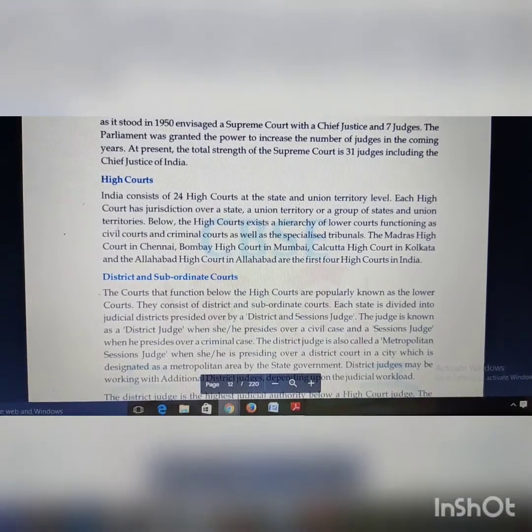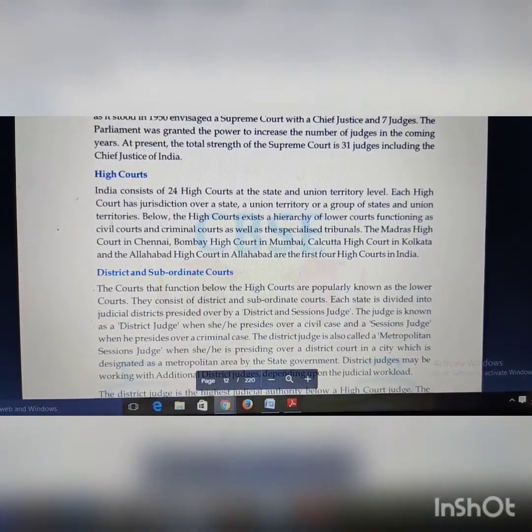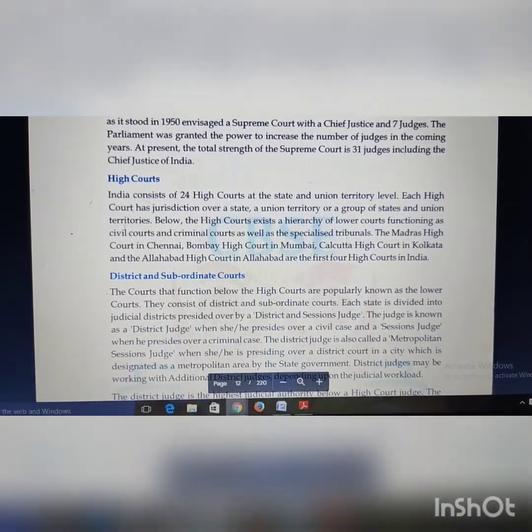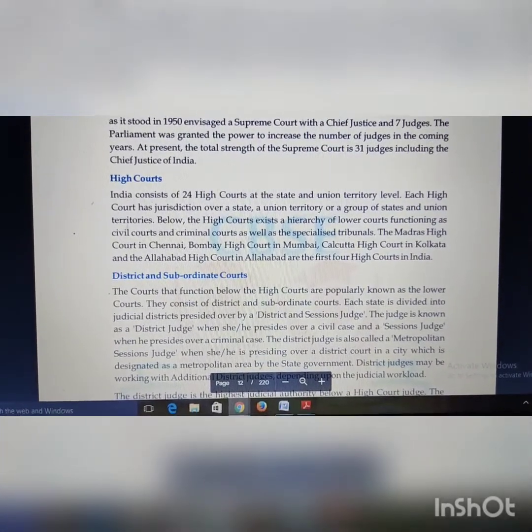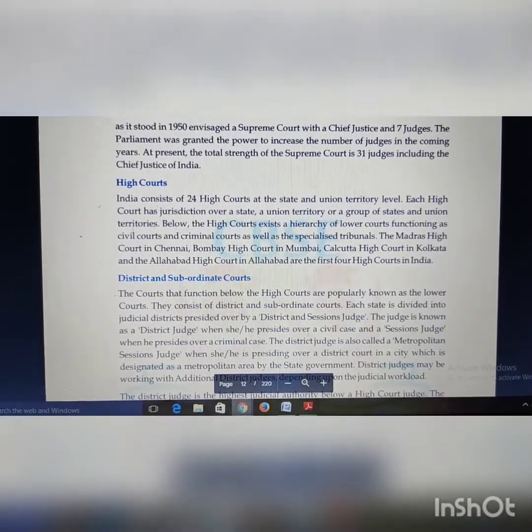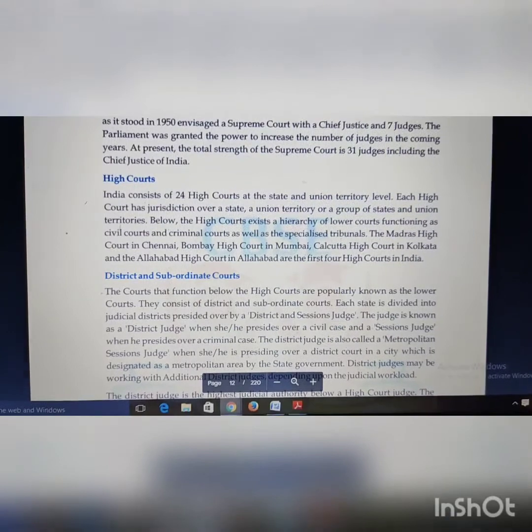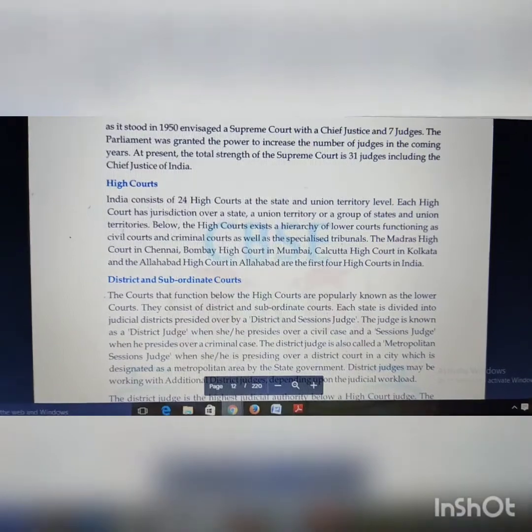High courts: India consists of 24 high courts at the state and union territory level. Each high court has jurisdiction over a state, union territory, or a group of states and union territories. As I told you, the Bombay High Court has its jurisdiction over 2 states and 1 union territory, as Daman and Diu and Dadra and Nagar Haveli are now merged into one. Earlier, when they were 2 separate union territories, Bombay High Court had jurisdiction over 4 regions, 2 states and 2 union territories. But now it is 2 states and 1 union territory only.